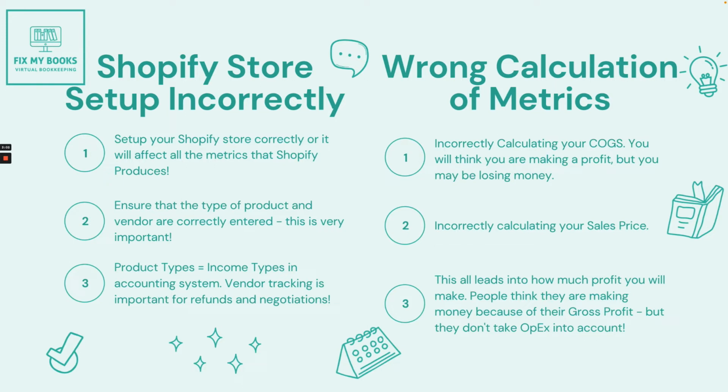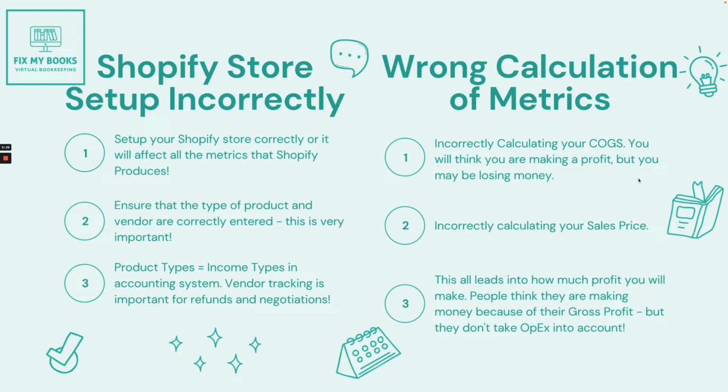Next, the wrong calculation of metrics. So incorrectly calculating your cost of goods sold, thinking that you are going to make a profit, but then you actually may be losing money. The second with this is also incorrectly calculating your sales price. There will be an in-depth video regarding the sales price in a little bit. We're still making it. We're making a lot of videos. So if you want to know how to calculate your sales price correctly, wait for that video.